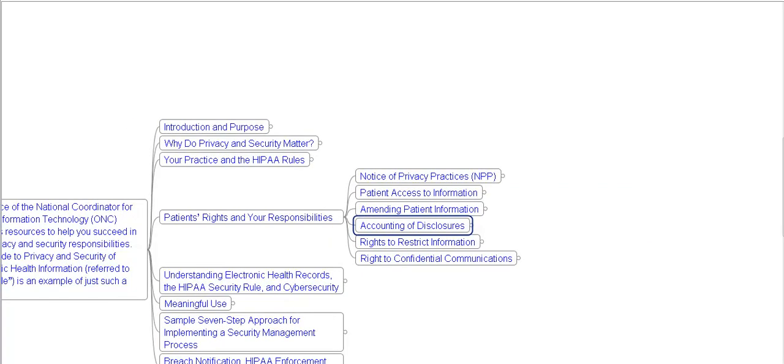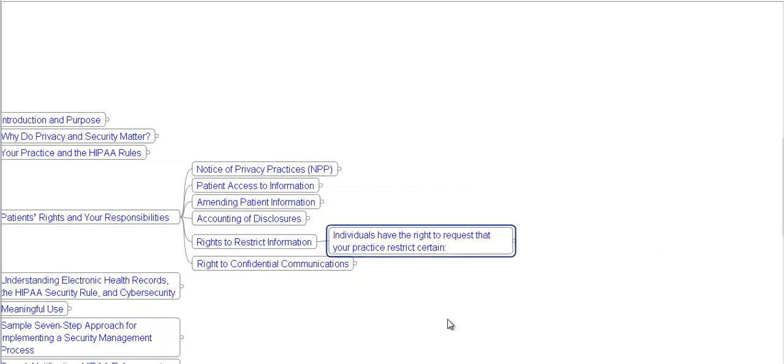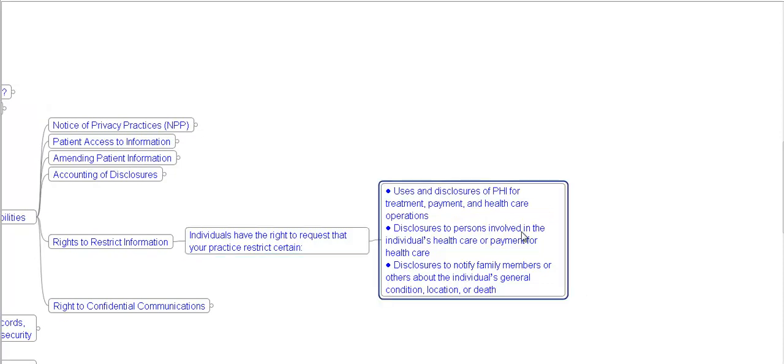Okay. Now next, patient rights and your responsibility. Right to restrict information. Individuals have the right to request that your practice restrict certain uses and disclosures of protected health information for treatment, payment, and healthcare operations. Disclosure to persons involved in the individual's healthcare or payment for healthcare. Disclosure to notify family members or others about the individual's general condition, location, or death.